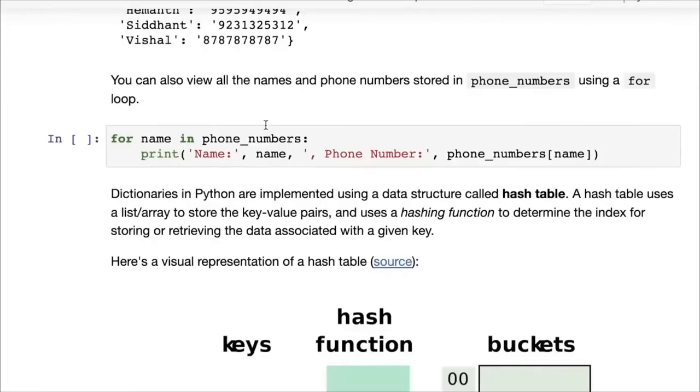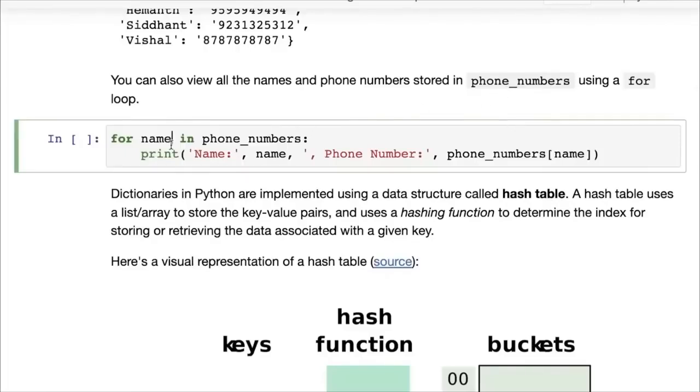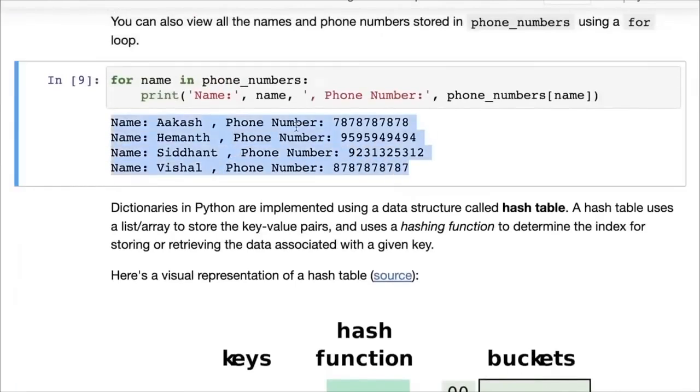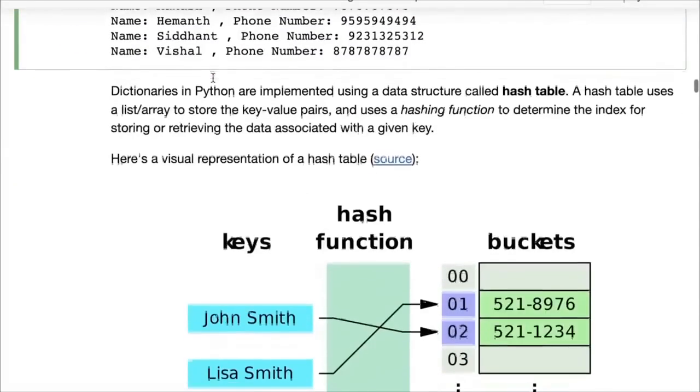You can also view all the names and phone numbers stored in the phone number dictionary using a loop. So you can say for name in phone numbers. When you put a dictionary into a for loop, you get back a key within each loop. You can see here that the name and the phone number is displayed for you using the print statement. So those are some things that you can do within a dictionary.